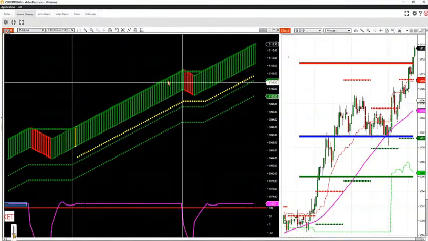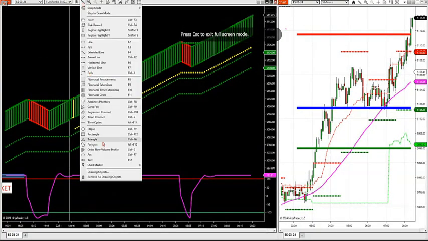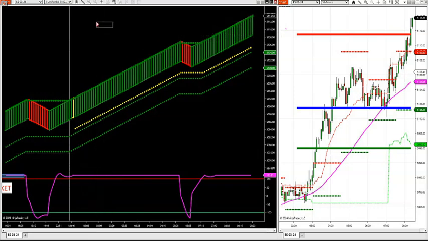So let's take a look at the market. This is the S&P that we show live in the room. We have 3 setups that we show in the room.